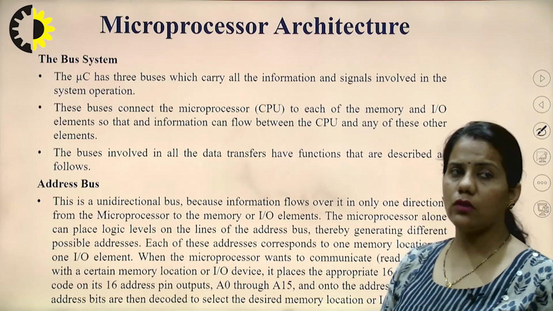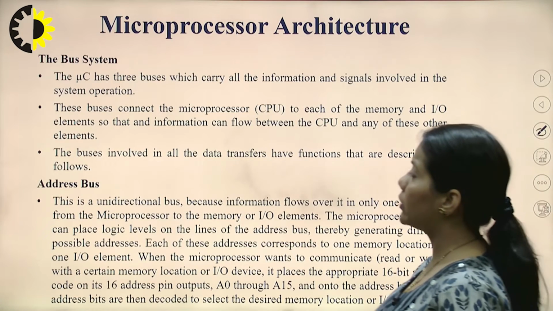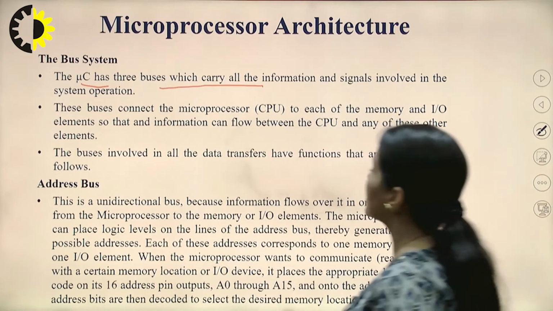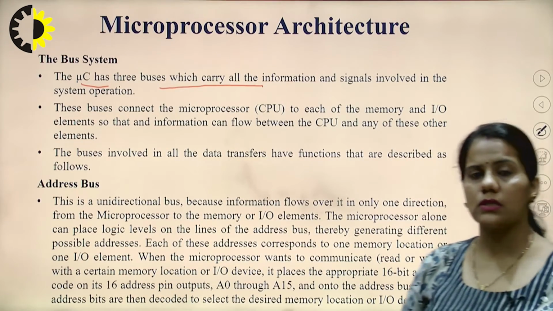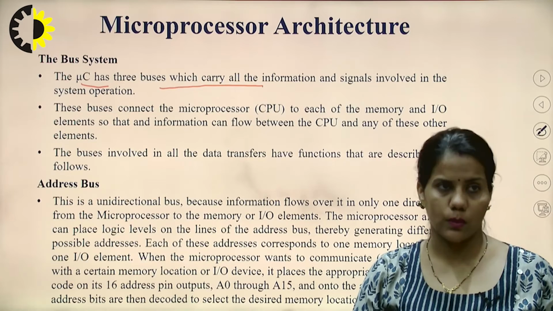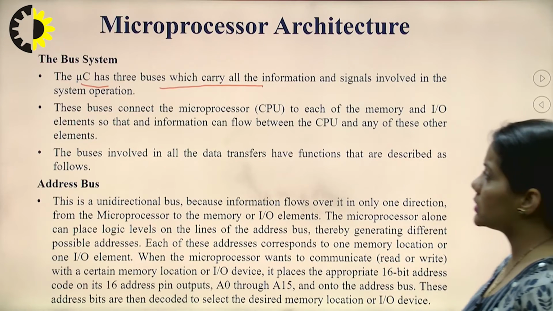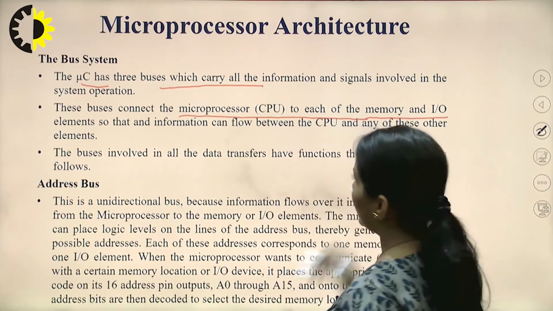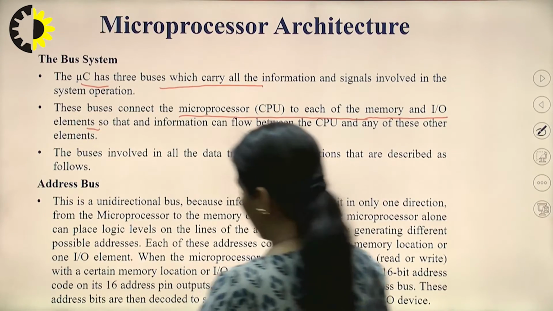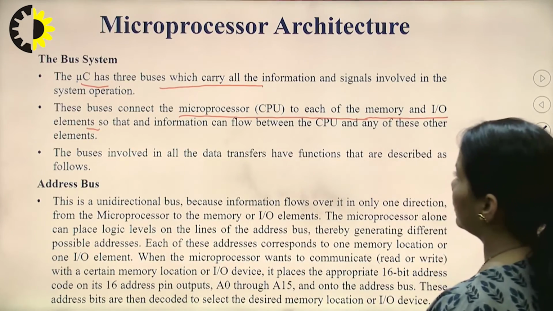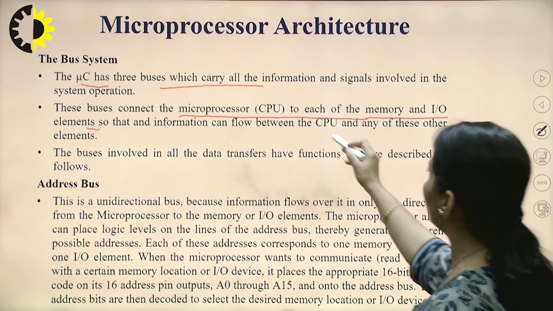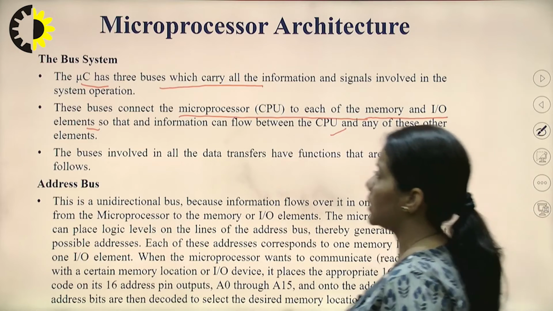Now, when we talk about the bus system, the microprocessor has three buses which carry all the information. What are those buses? Data bus, address bus and control bus. These buses connect the microprocessor, that is CPU, to each of the memory and input-output elements, so that data information can flow between the CPU and any of these other elements.